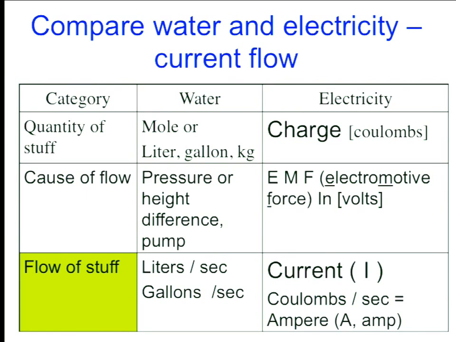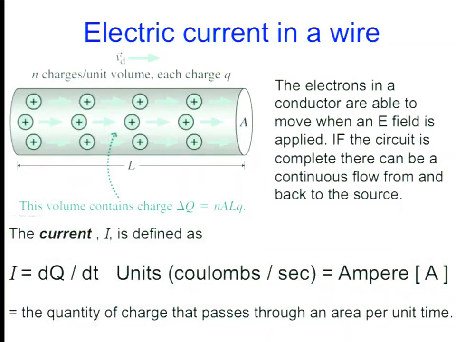Or sometimes we call it amps, right? Amp, for short. Okay, and so if we have a wire, what's happening? Well, we have the picture here. He's trying to talk about conventional current. So he's showing positive charges moving.